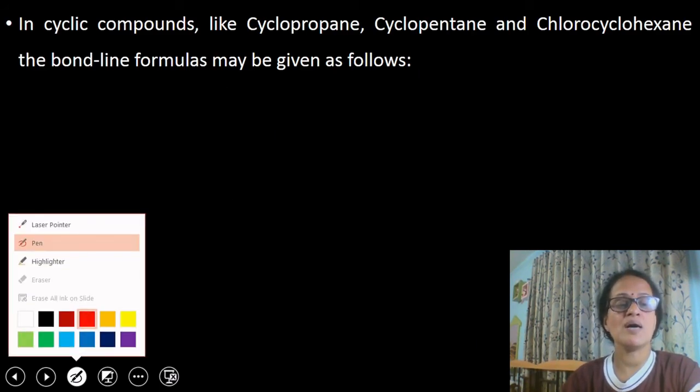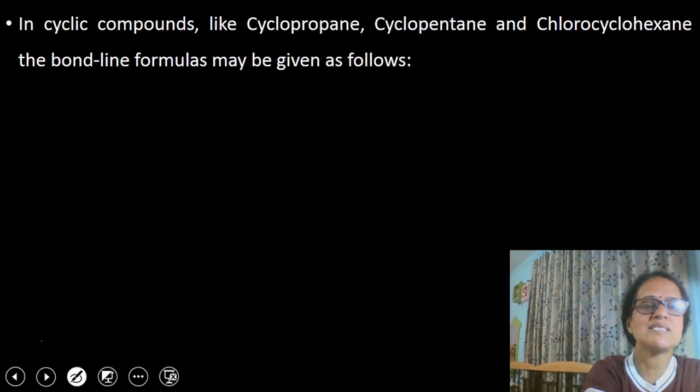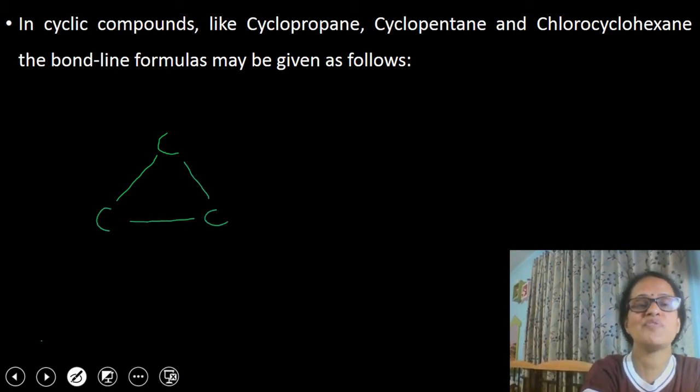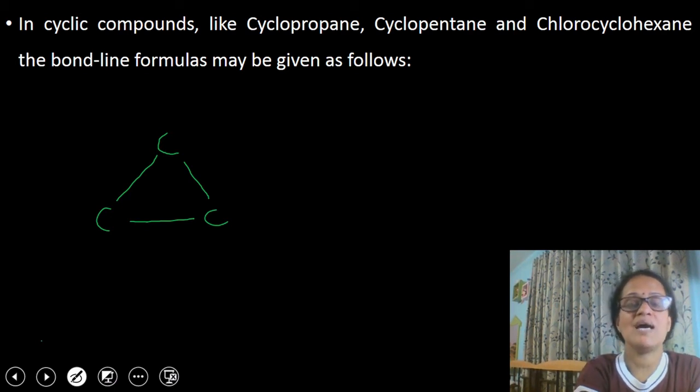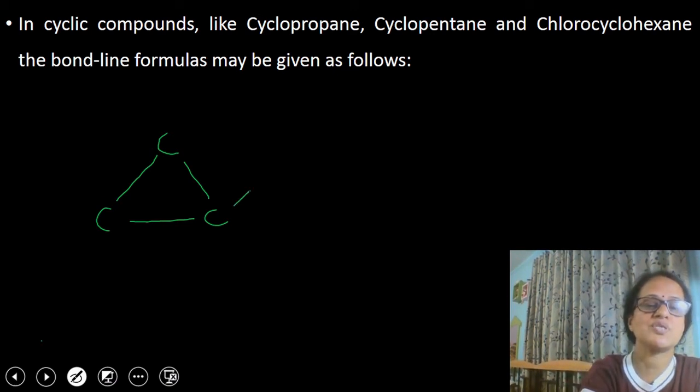Now, in cyclic compounds like cyclopropane, cyclopentane and chlorocyclohexane, the bond line formula is shown here. So cyclopropane is a cyclic compound, a cycloalkane, with 3 carbon atoms, as in propane. The 3 carbon atoms are attached in the form of a cyclic structure, and in order to satisfy the tetravalency of carbon, each carbon atom is attached to 2 more hydrogen atoms. So I am writing here carbon with 2 hydrogen atoms.